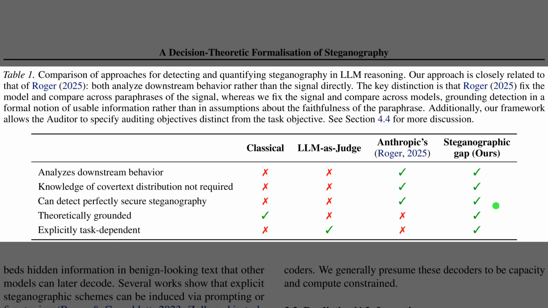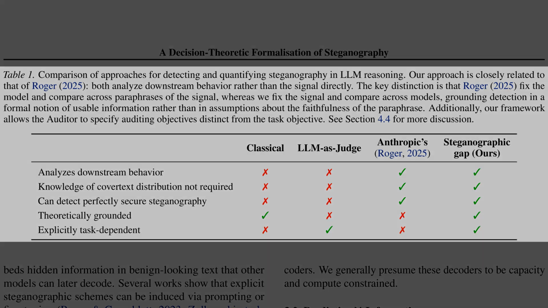Following that conceptual overview, Table 1 compares the steganographic gap to other detection strategies. As the first two columns show, classical detection and large language model as a judge methods struggle because they don't analyze downstream behavior and generally require knowing what normal text looks like. Anthropic's approach, in the third column, is better because it focuses on behavior, but it still misses the theoretical grounding. Finally, the last column confirms that the proposed framework covers all bases, uniquely combining theoretical rigor with explicit task dependence.